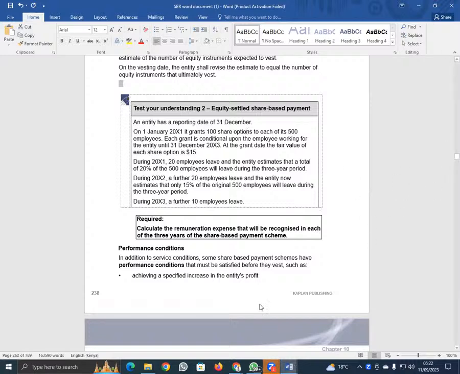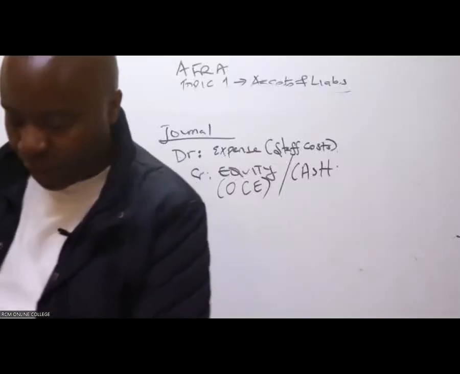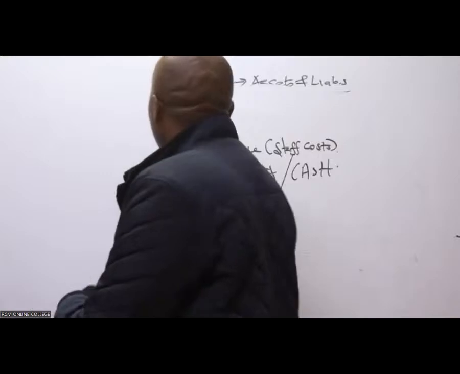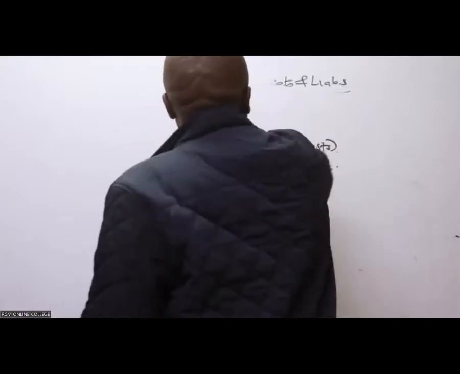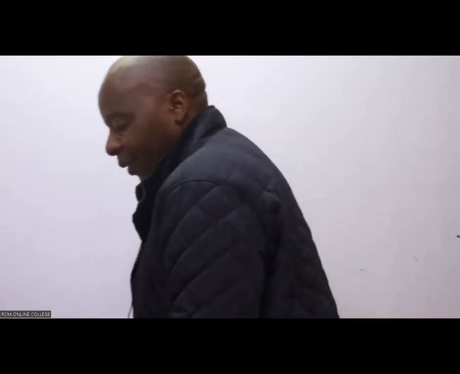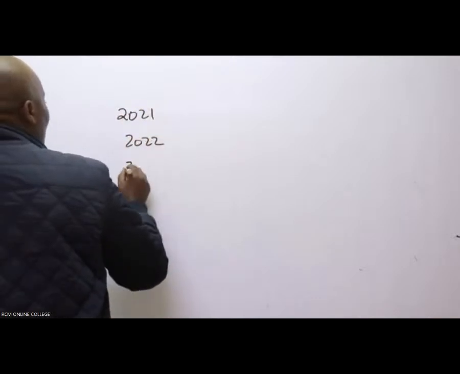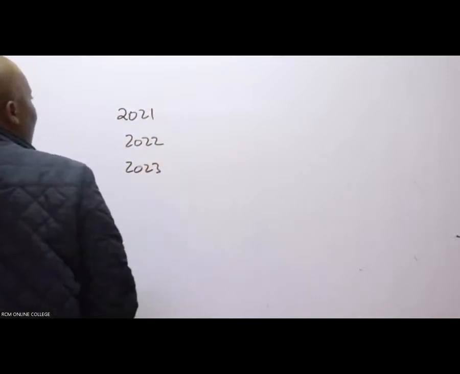So then what do I do really here? These are very, very easy things. What I'll need to do is to make a small schedule here. So we have got our years: 2021, 2022, 2023, like that.